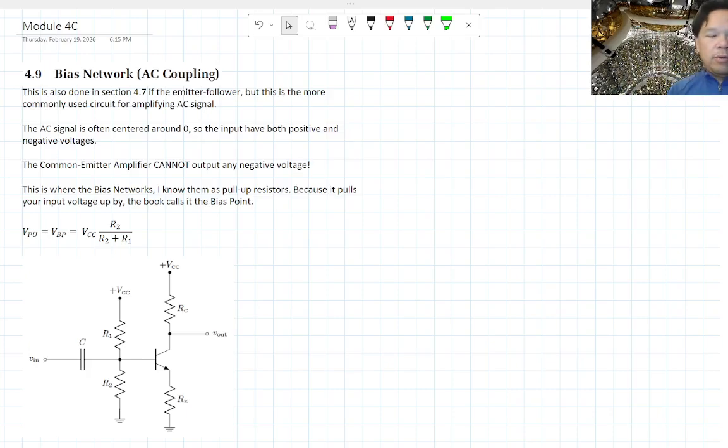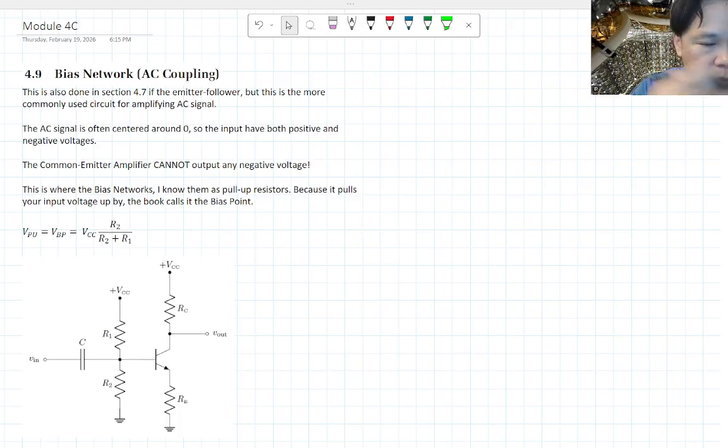Hey everyone, so today we're going to continue on chapter 9 of Steck's electronics book. This section is going to be on 4.9, the bias network, which is a modification to the common emitter amplifier that we talked about just before at the end of the last lecture.